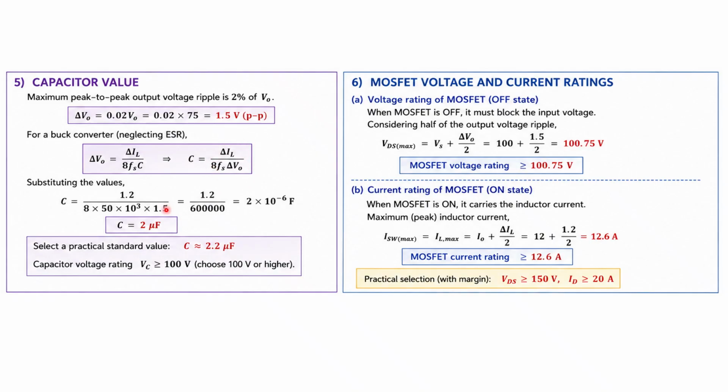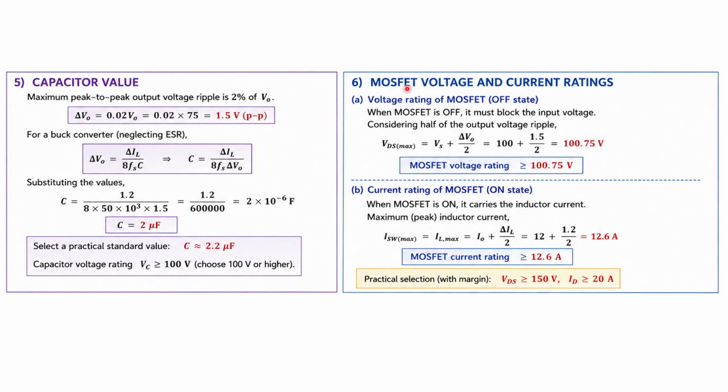So substitute all the values. Delta IL is 1.2, which we have derived in the previous part of this numerical, 8 into 50 into 10 raised to 3 into delta V naught is 1.5. So substituting all this, we will get 2 into 10 raised to minus 6 farad, or 2 microfarad. Okay, so a standard 2 microfarad capacitor is not there, so we can use a 2.2 microfarad capacitor for this voltage rating.